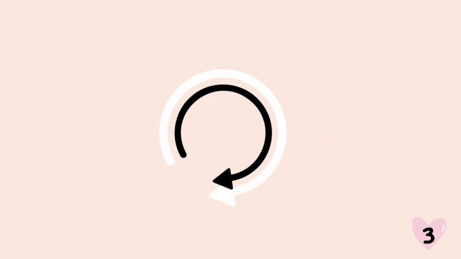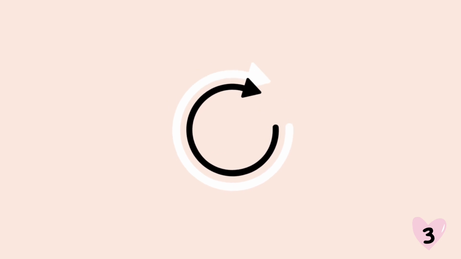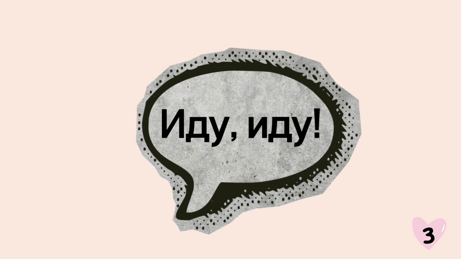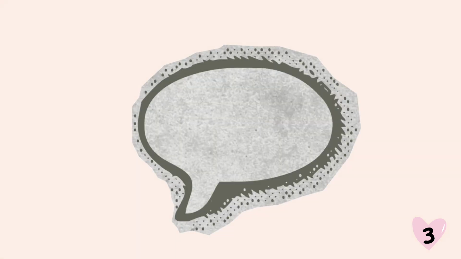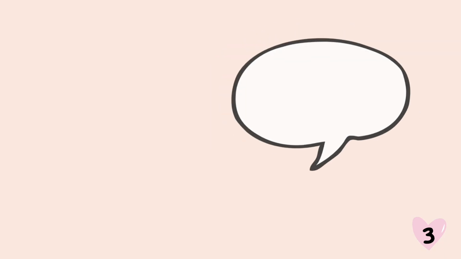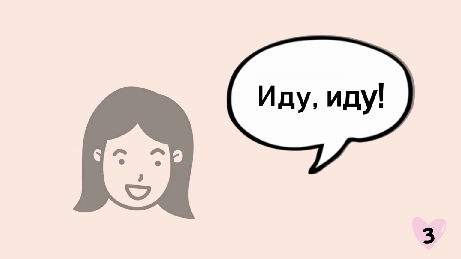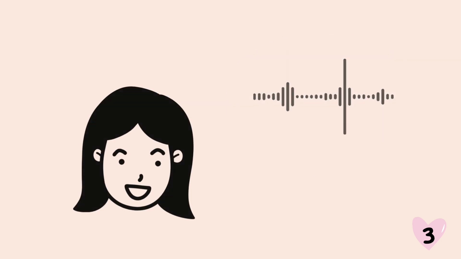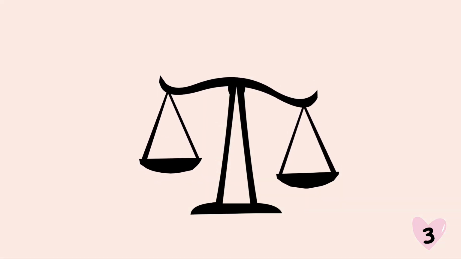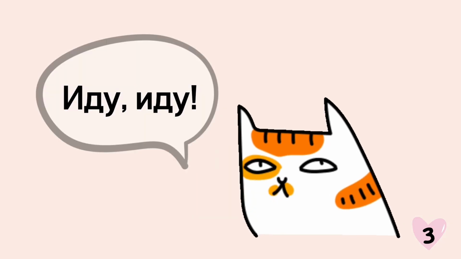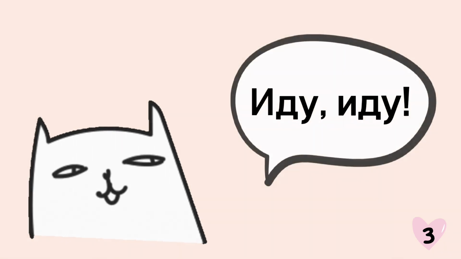We can also repeat the word "иду," saying "иду, иду" when we are coming reluctantly. And honestly, it can sound a little rude and annoyed. But it's not always like that. Sometimes saying "иду, иду" can sound polite. It depends on the tone of your voice. Compare two messages. Annoyed one, "иду, иду," and polite one, "иду, иду."